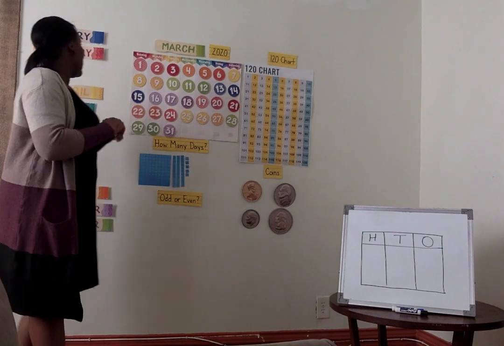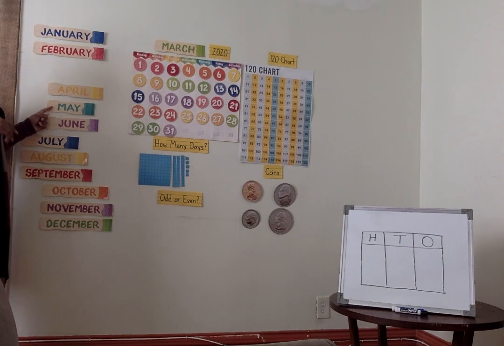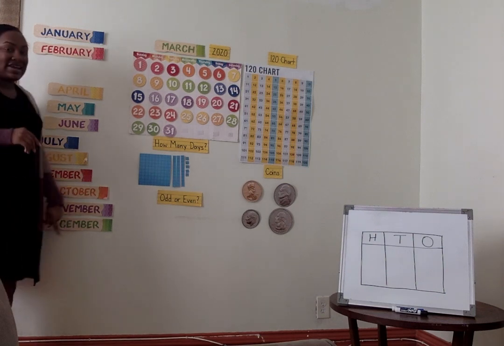Months of the year, get ready. January, February, March, April, May, June, July, August, September, October, November, December.